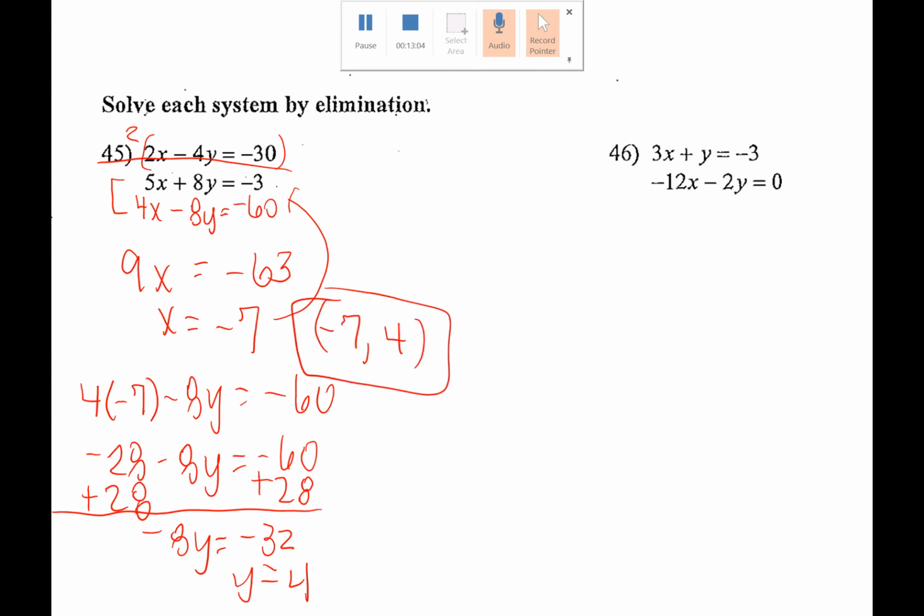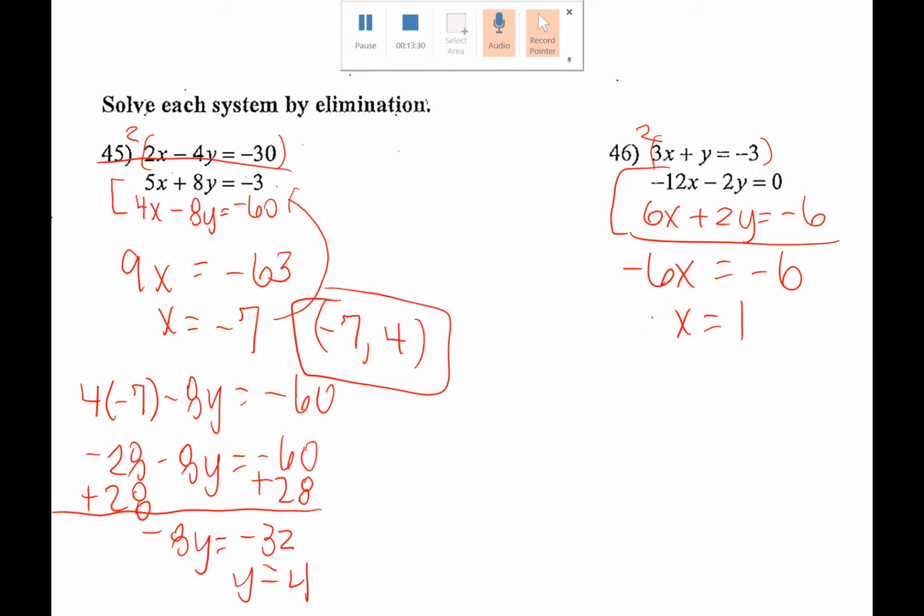46, it would be probably easiest to multiply my first one by 2 again. So I'm going to get 6x plus 2y is equal to negative 6. Go ahead and add these two right here. Negative 12 and positive 6 is negative 6x. Y's are eliminated, is equal to negative 6. So x is equal to a positive 1 for 46.